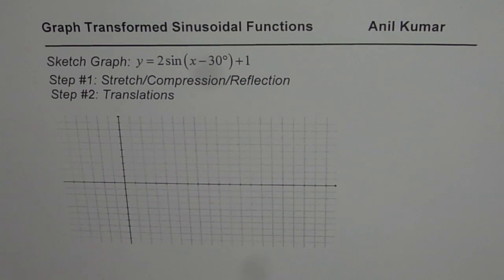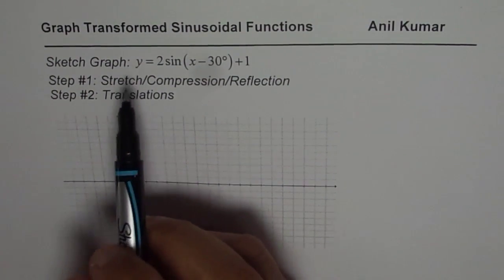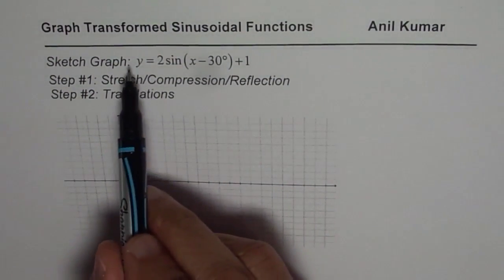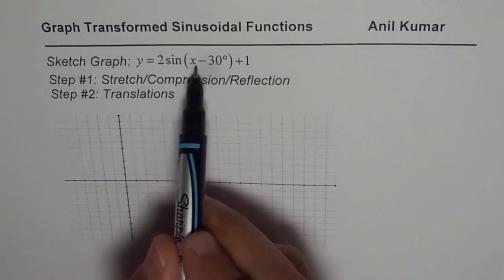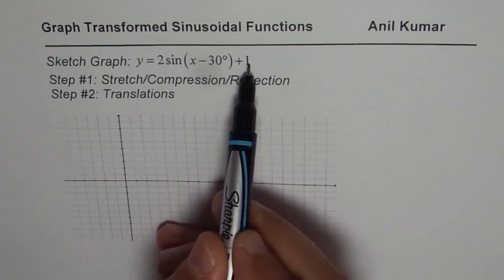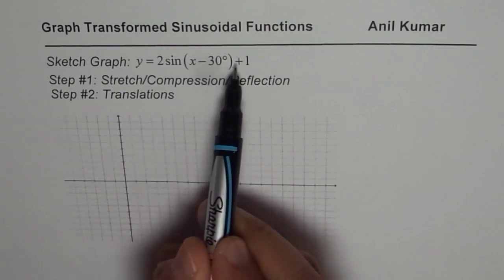I'm Anil Kumar, and in this video we will learn how to sketch a transformed sinusoidal function. To begin with, we have taken a very simple function: y equals 2 sine(x minus 30 degrees) plus 1. You need to sketch the graph of this function.